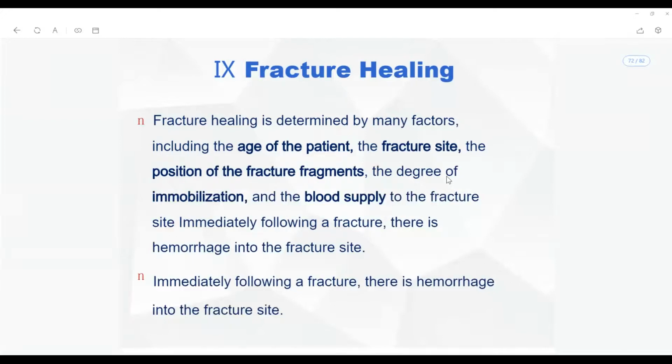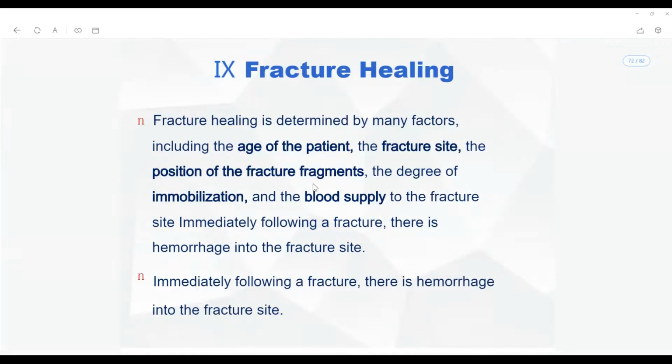Yes, the degree of immobilization is affected by the contractions caused by the adductors and the abductors. Okay, remember, it is not caused by the flexors or the extensors. It is happening mostly because of the adductors and the abductors. Okay, and then last one, not the least, the blood supply at the site of the fracture is also one that determines how the fracture is going to heal.